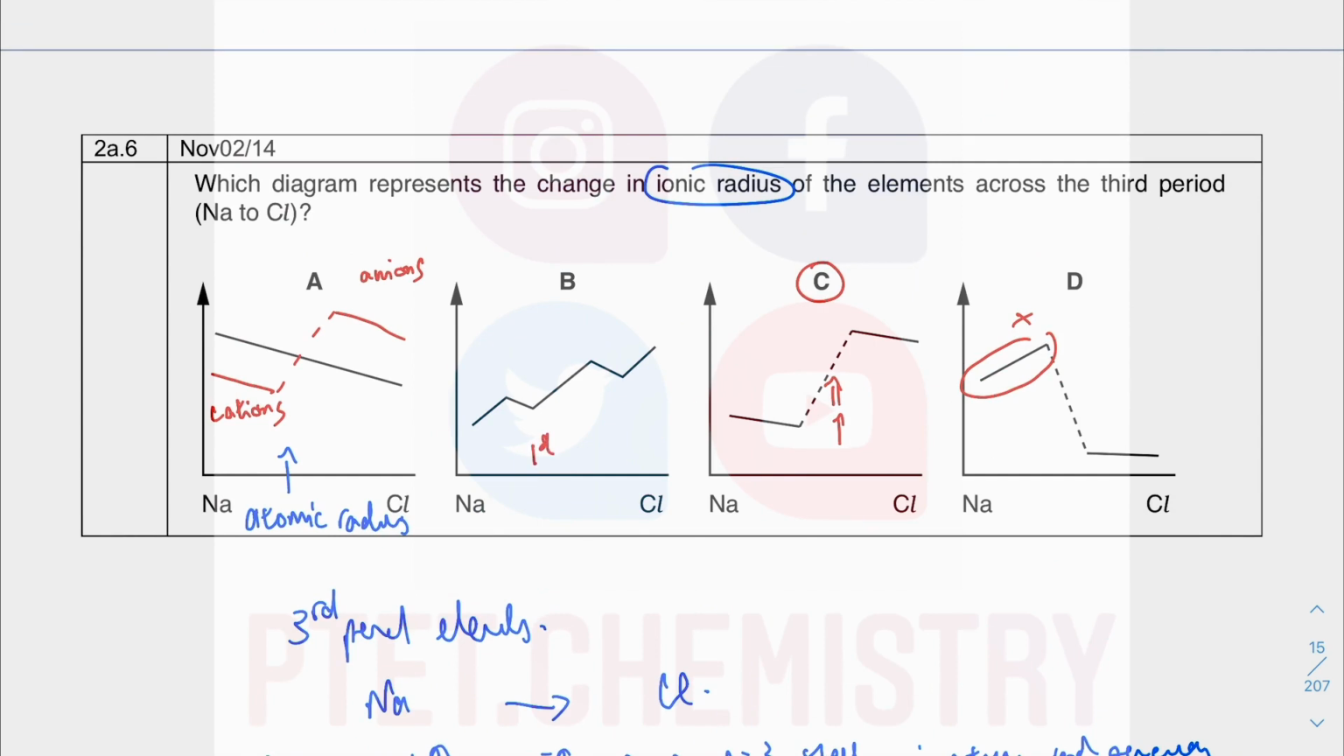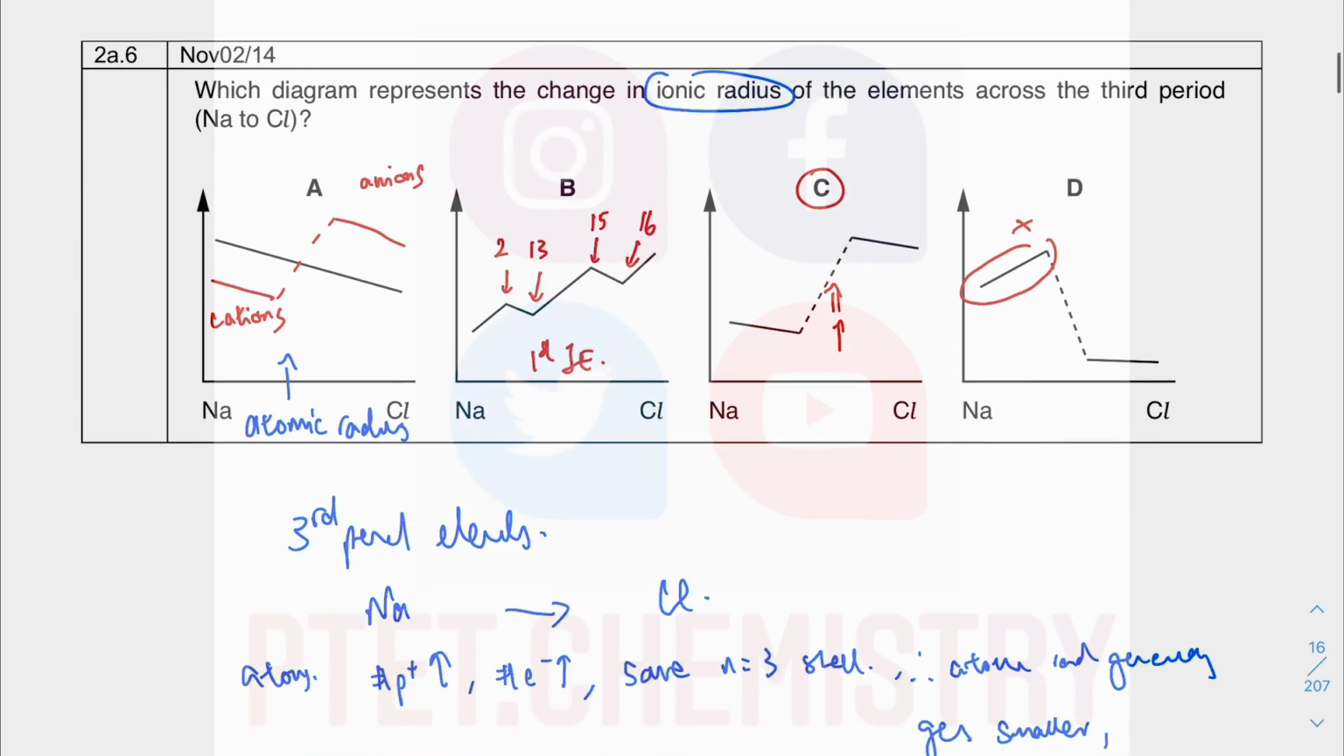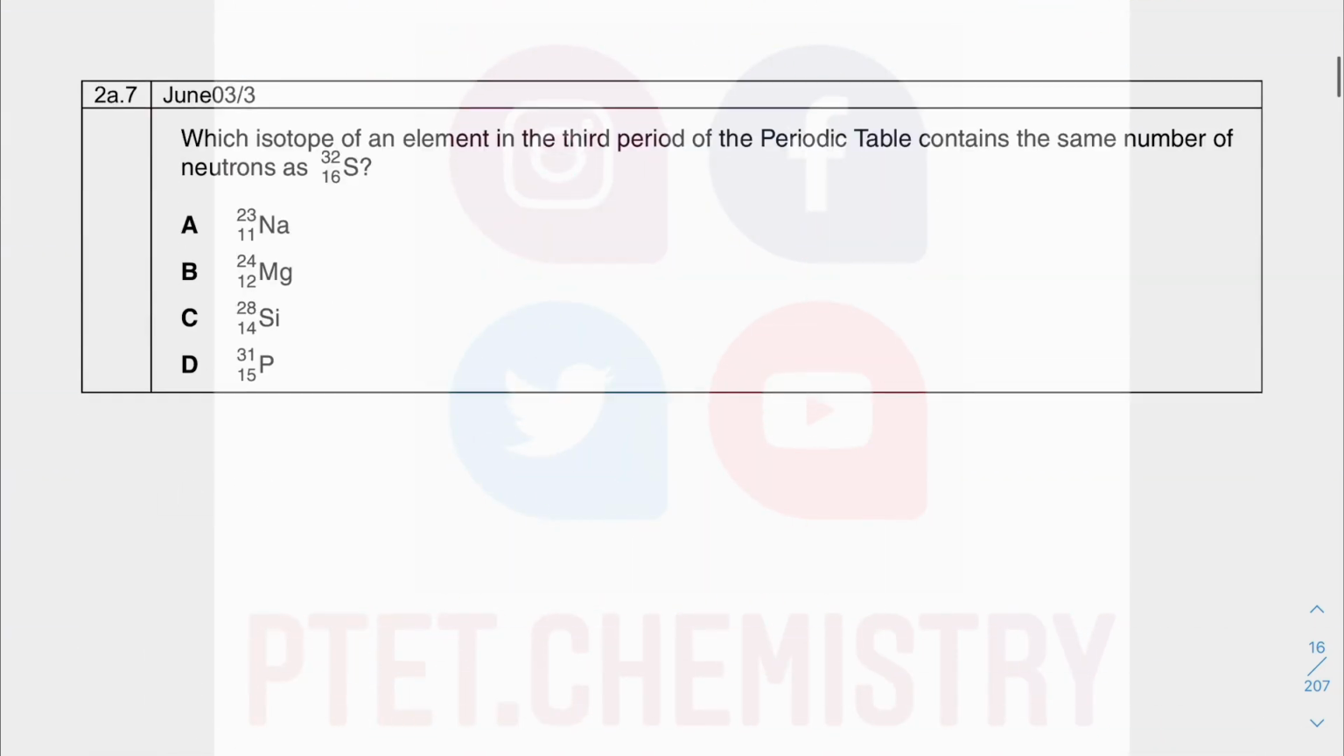Yeah, this is the trend for first ionization energy across a period in general, where you have the drop between group 2 and group 13, and then the second drop between group 15 and group 16. Okay, so I spent a bit long on this question, but there's quite a lot of interesting periodicity trends that you can derive from it. Yeah, so I hope you learned something from that.